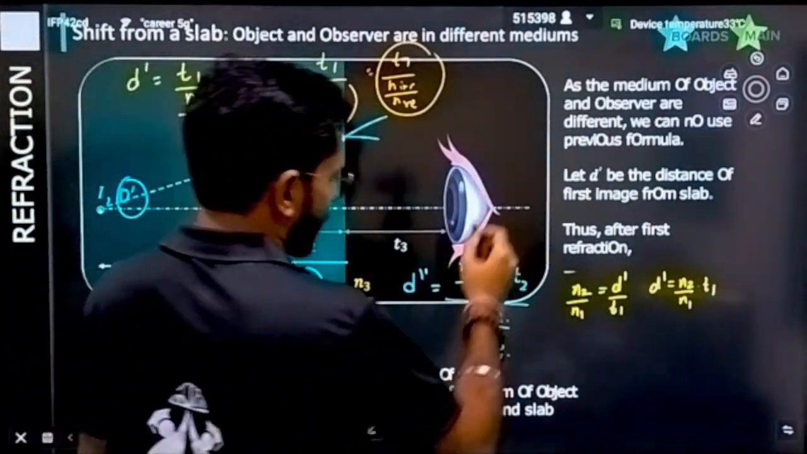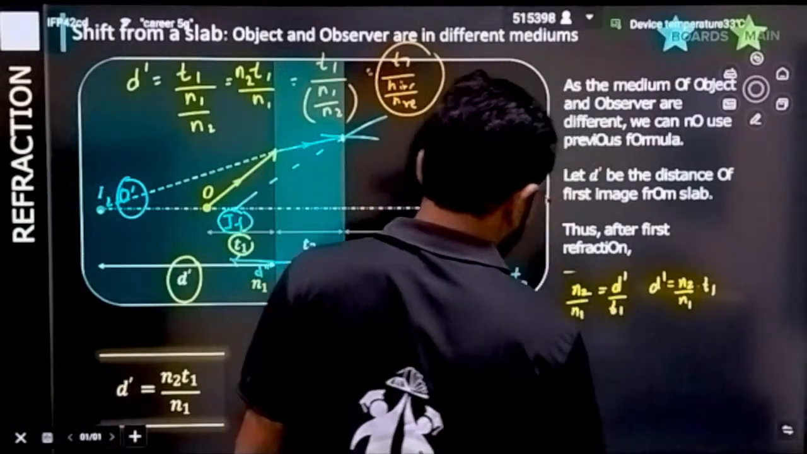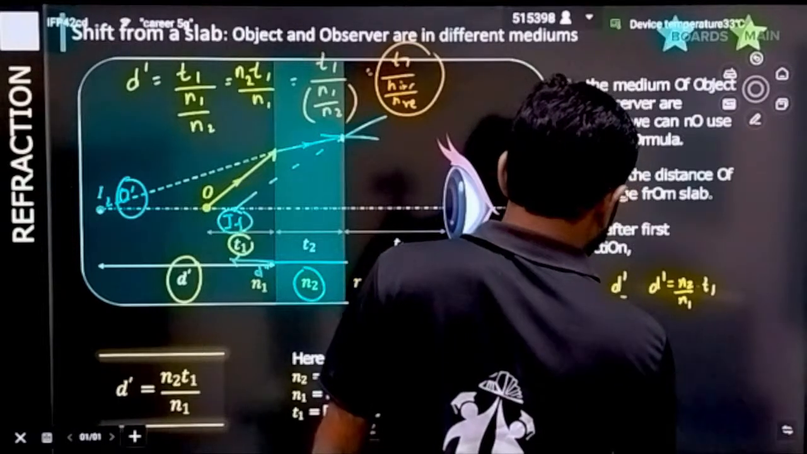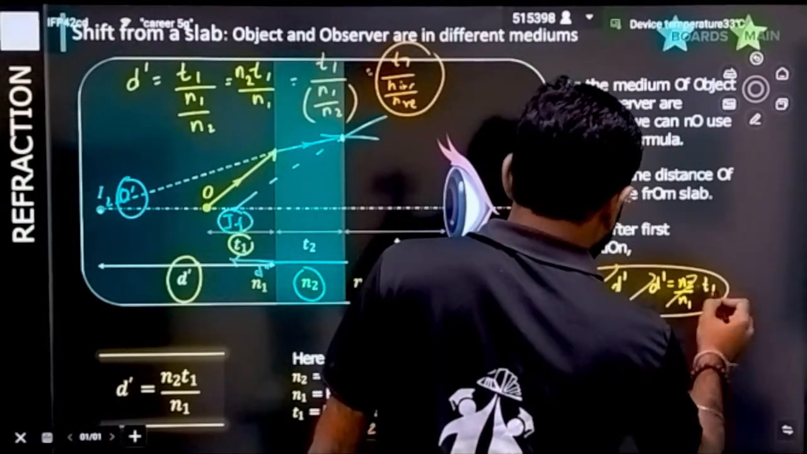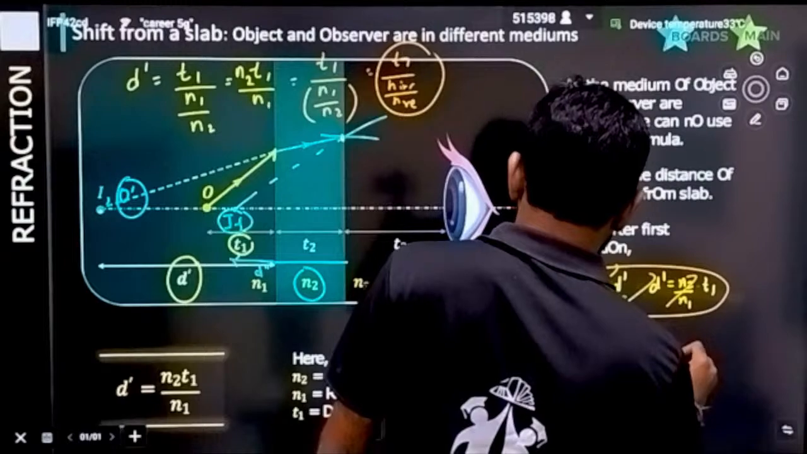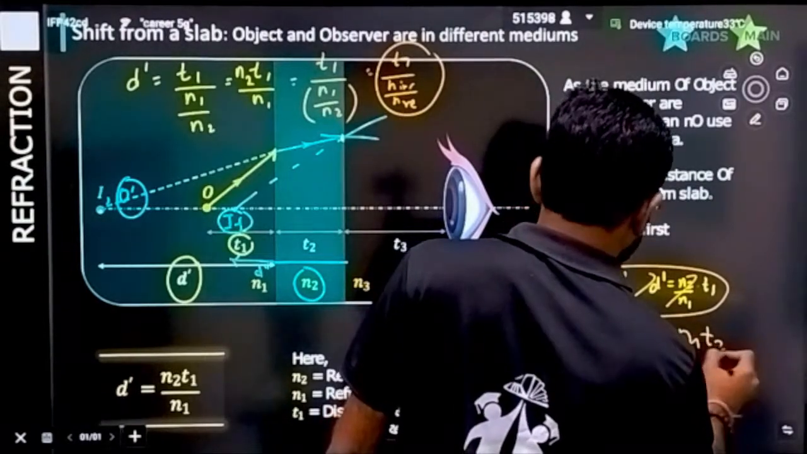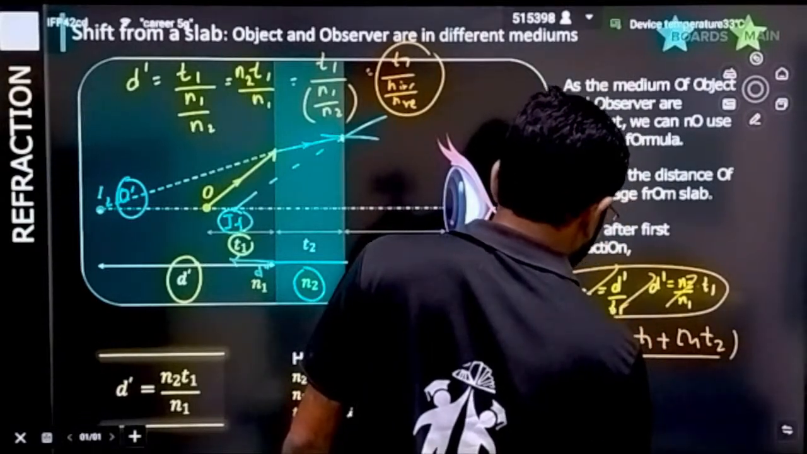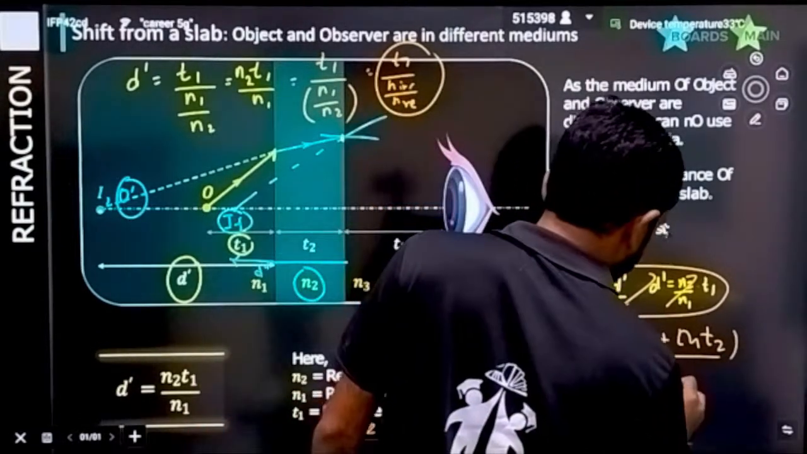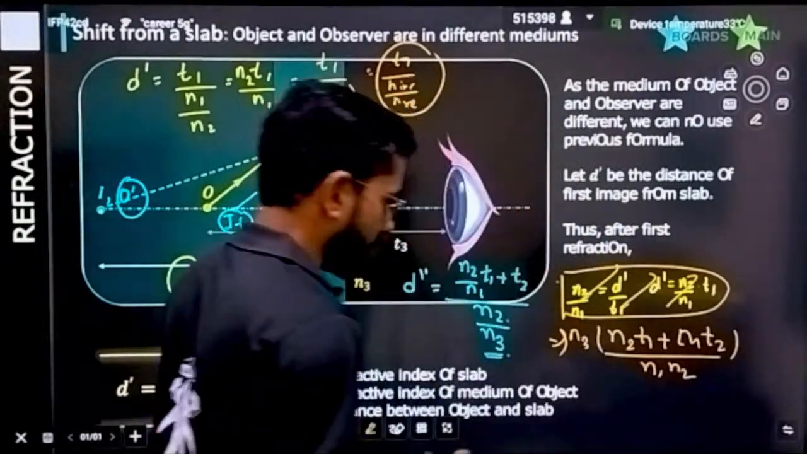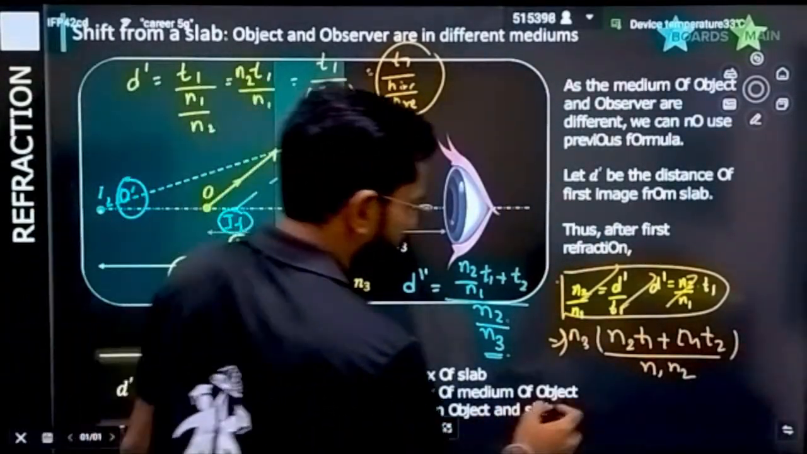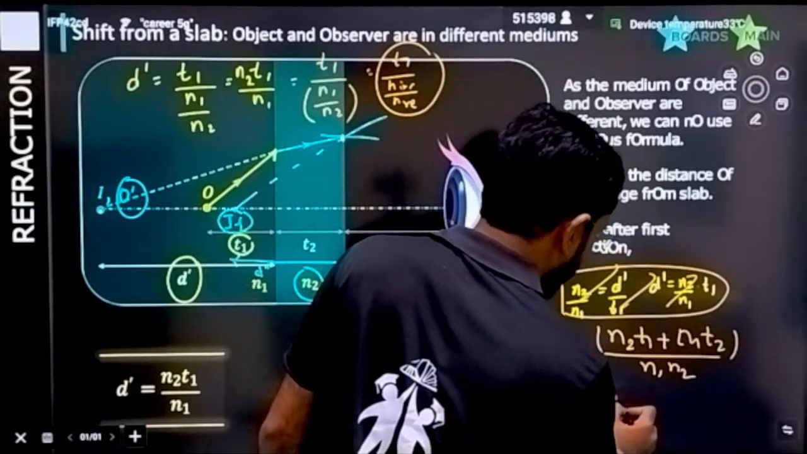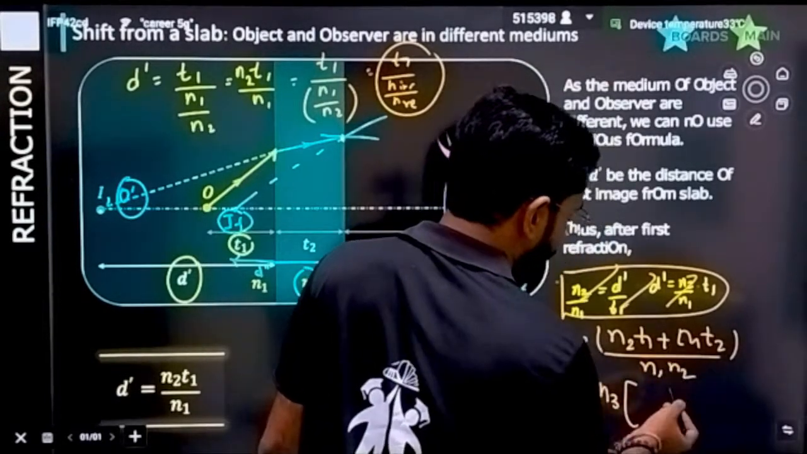Okay, so now let's calculate for this one. Let's see how much it is becoming. Take the LCM here. What will you get here? N2 T1 plus N1 T2 divided by, and here it is a multiplication of N3, and here multiply N1 into N2, correct? Now further write this result. How will you write it? N3 let it be as it is, and here what will be remaining?